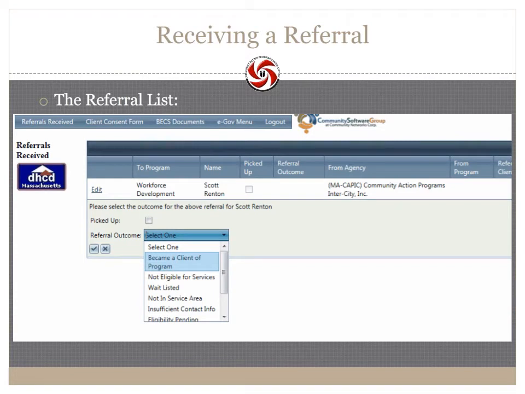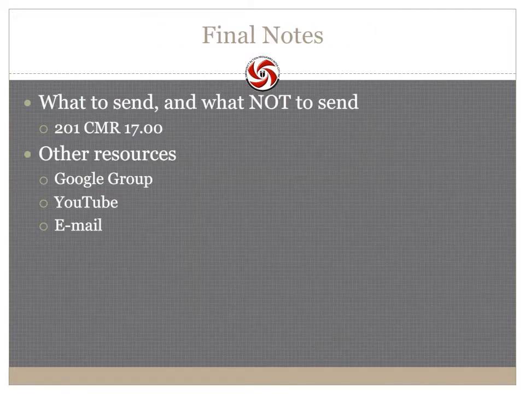You can then edit that referral. You can click the checkbox next to Pick Up when you respond. You can also put an outcome on the referral to let the referring agency know what happened. So for instance, if they were waitlisted, you can select waitlisted. If there wasn't enough contact information on the original referral, you can put in insufficient contact info, or you can say they became a client of your program.